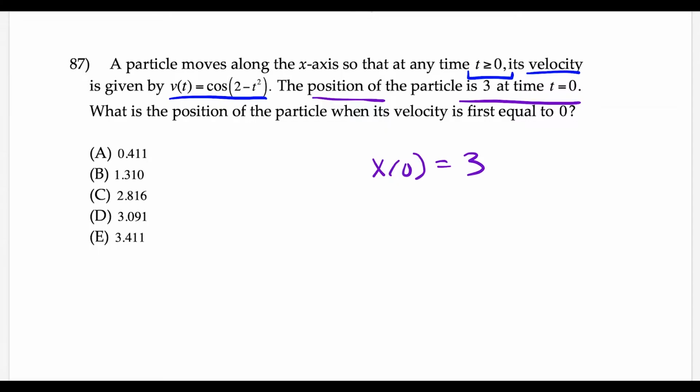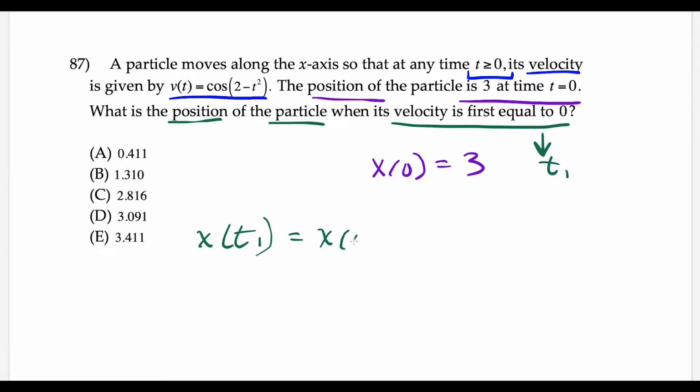And we want to know, this is the actual question, what is the position of the particle when the velocity is first equal to 0? So let's say we call this t sub 1. Then what we're actually looking for here is the position of the particle at t sub 1. And that's going to be equal to whatever the initial position is, x of 0, plus the integral from 0 to t1. And now we take the integral of the rate of change of position, which is velocity. So we're going to take the integral of the velocity function from 0 to t1.